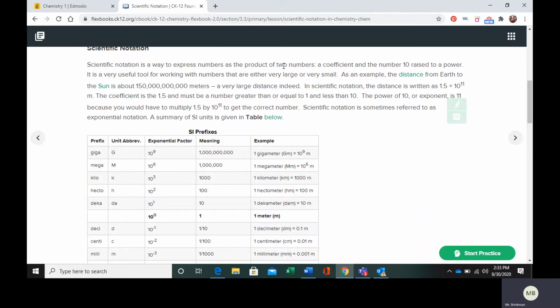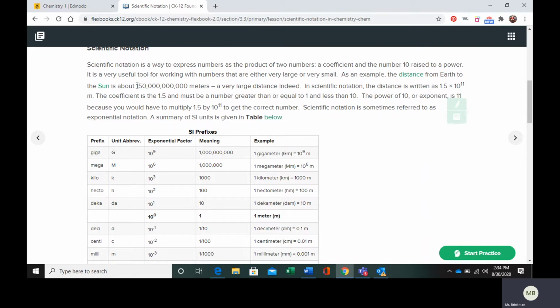So for scientific notation, you have a coefficient. So a coefficient is just a number. Okay? And then you multiply that by 10 raised to a power. Okay? So for example, the distance from Earth to the Sun is about 150 billion meters. Now, instead of saying 150 billion meters, we would say 1.5 times 10 to the 11th.